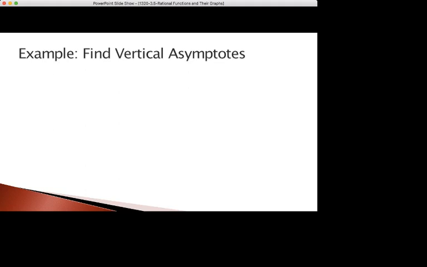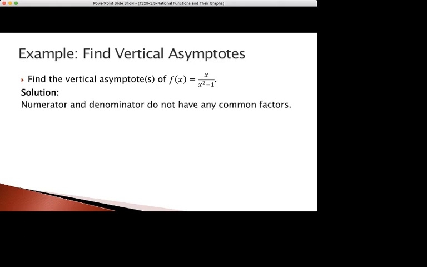Now, let's see an example of how to find these vertical asymptotes now that we have this technique in hand. So, let's consider this function: f of x is equal to x over x squared minus 1. Now, solution. The numerator and denominator do not have any common factors, so we have the proper setup we need to use that technique we just discussed.